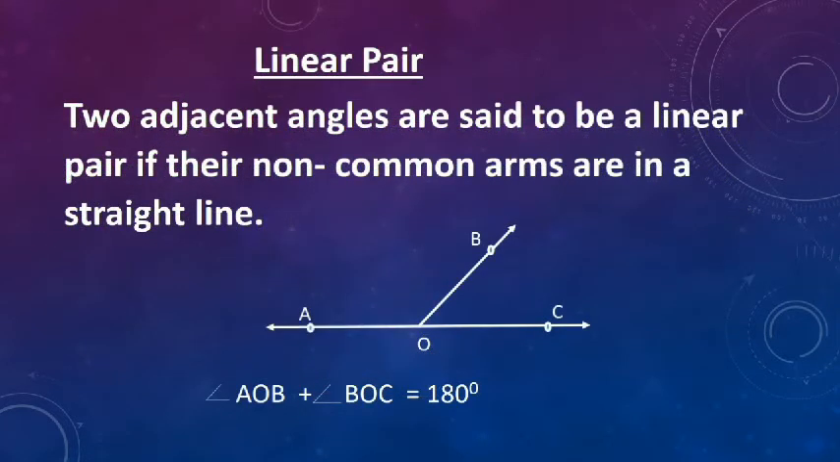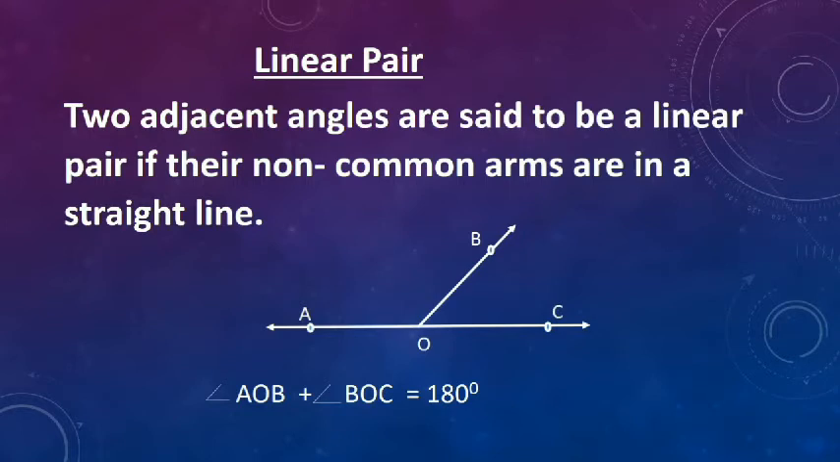Linear pair. Two adjacent angles are said to be a linear pair if their non-common arms are in a straight line. In the given figure, consider the adjacent angles AOB and BOC at the common vertex O. The arm OB is common to both the angles. The arms OA and OC are the non-common arms. Seeing the figure, we can understand that OA and OC form a straight line. Therefore, the angles AOB and BOC are known as linear pair.